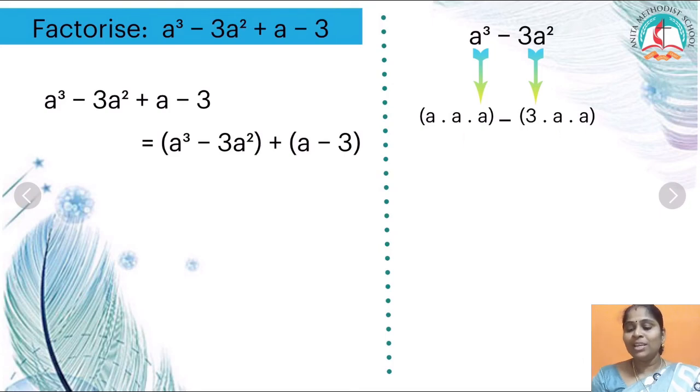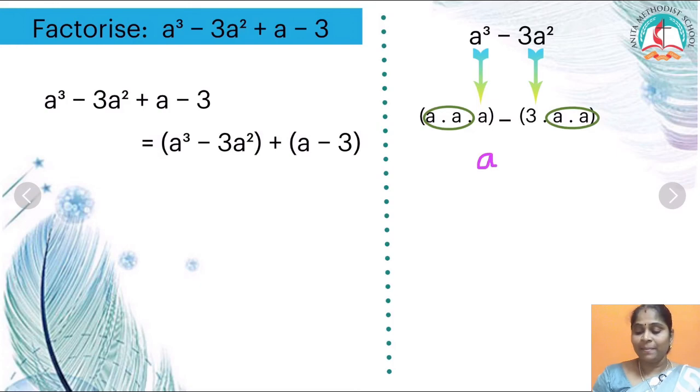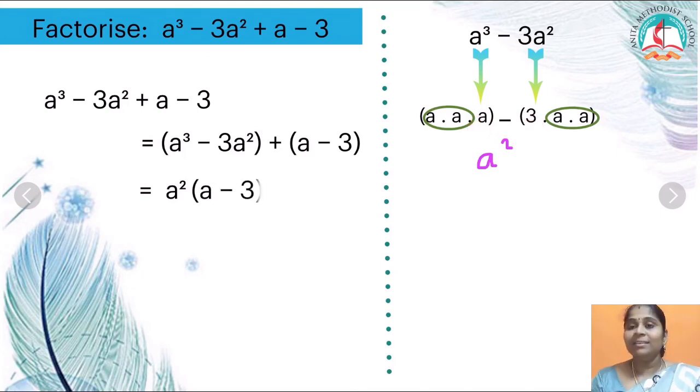Yes, look at these 2. Which is common? Yes, it is a into a. That is 2 times a is common. So that is written as a into a, which is a square. So a square is a common factor of a cube minus 3a square. So we can write a square is common. What is remaining in this one? a. And here 3. So a minus 3. So we finish finding the common factor of the first group.